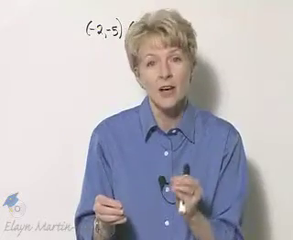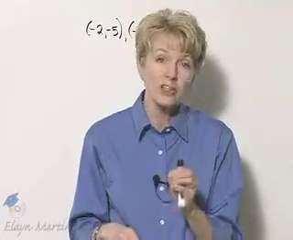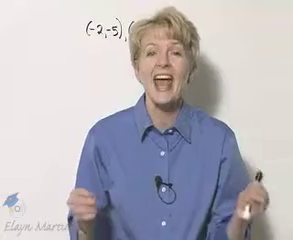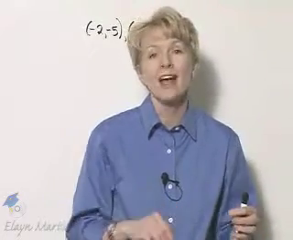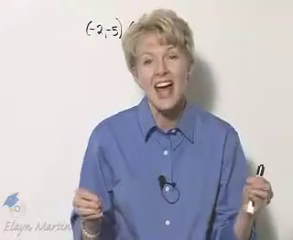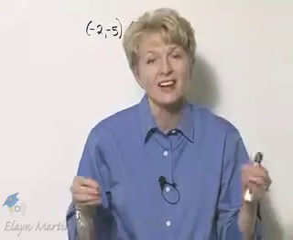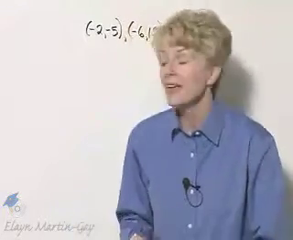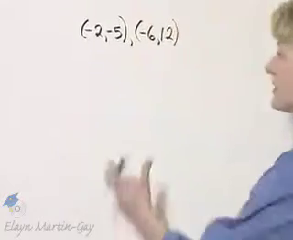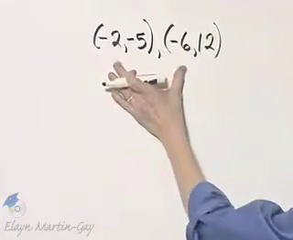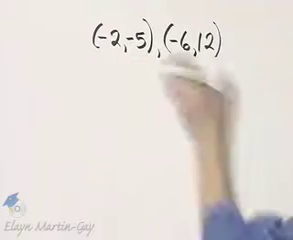Since it's halfway, actually the x-coordinate of the midpoint will be the average of the x-coordinates of the endpoints, and the y-coordinate of the midpoint will be the average of the y-coordinates of the endpoints. So keep that in mind. And let's find the midpoint of the line segment joining these 2 points.